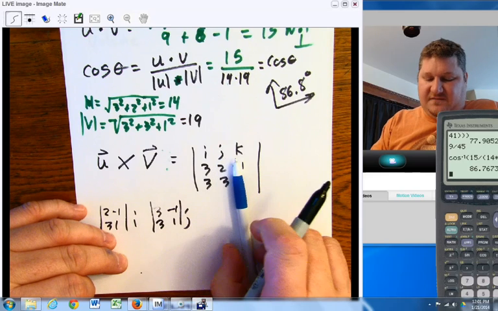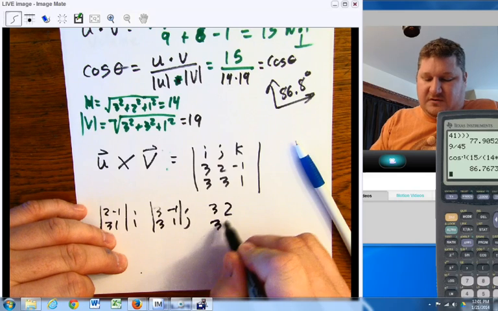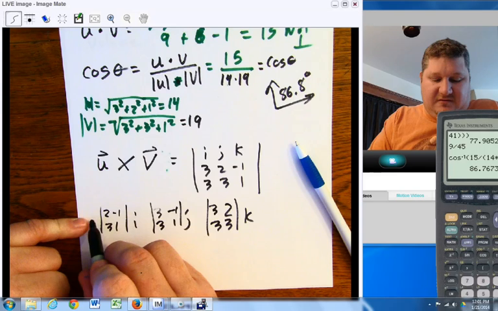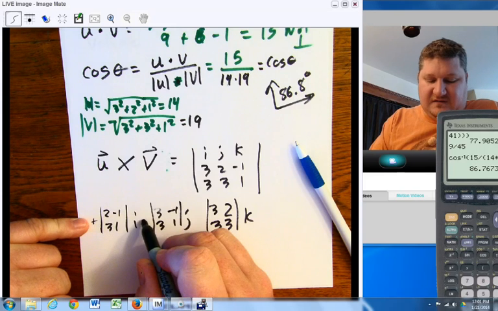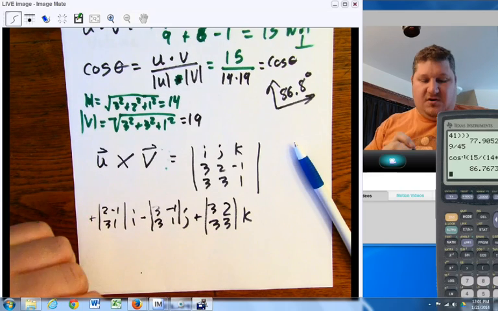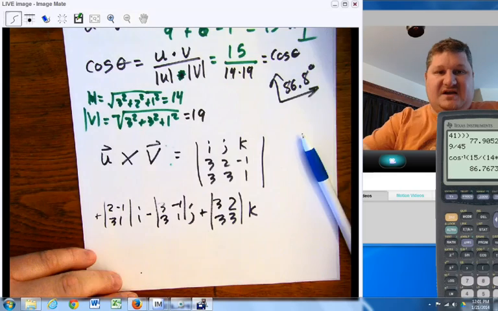And finally, for k, the same thing happens. I come up with 3, 2, 3, 3k. Now, the only weird thing is, whatever the first matrix is plus, the next matrix is minus, the next matrix is plus. So plus, minus, plus. They alternate. All I have to do now is find the determinant of each of those 2 by 2 matrices.